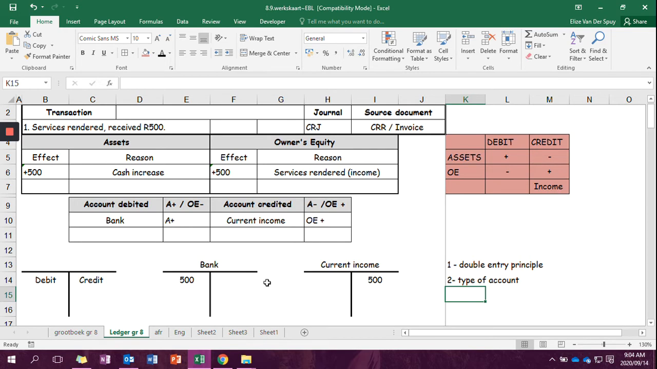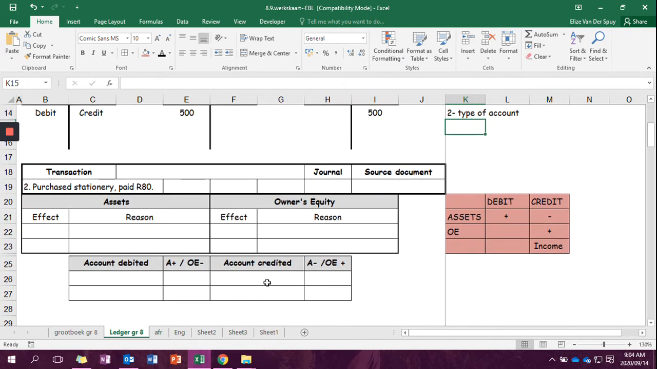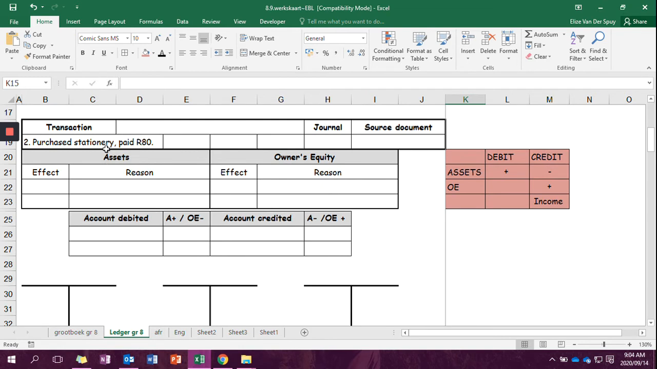All right, the second transaction we have now is we purchased stationery. Because we purchased stationery, it's in the CPJ, and it is check counterfoil. That is our source document. Remember I said we need to ask ourselves what happens to bank. So we have cash decrease, so it's minus 80, and it is cash decrease.